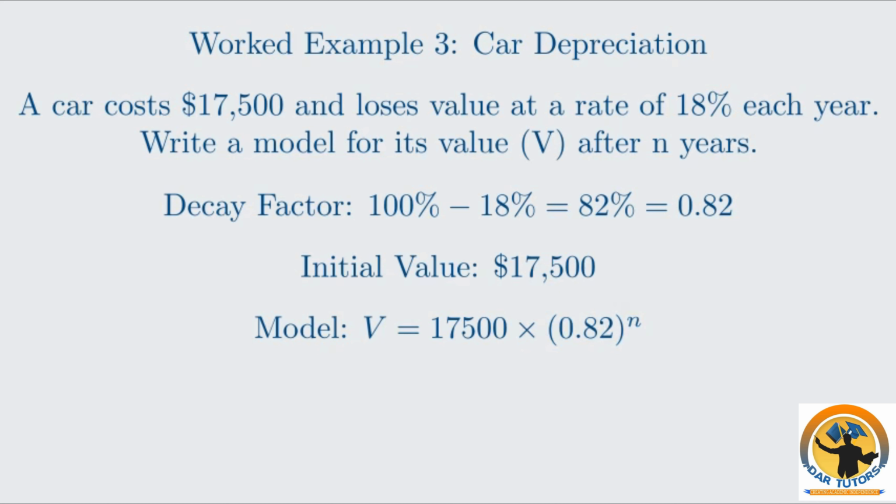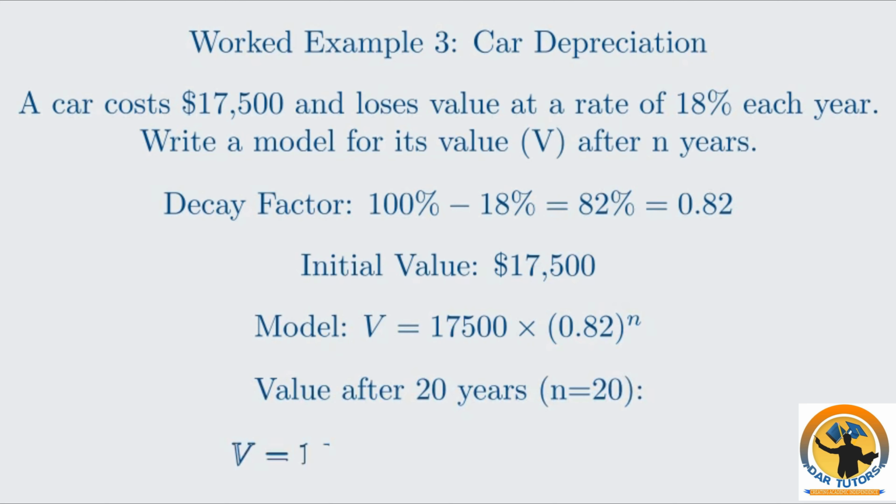Now let's find the value of the car after 20 years. We simply substitute n equals 20 into our model. V equals 17,500 times 0.82 to the power of 20. Using a calculator, this gives us approximately $330.61. That's a significant drop in value. This example shows how to translate a percentage decrease into a decay factor and use it to model depreciation over time.